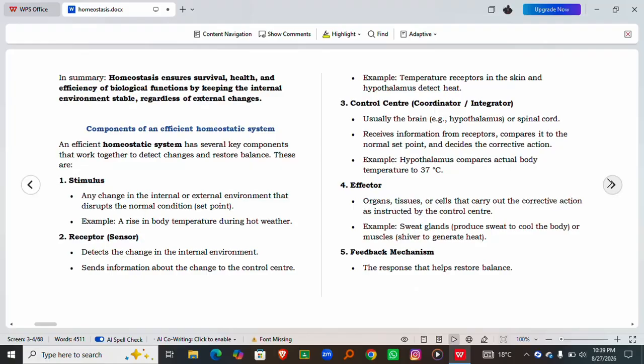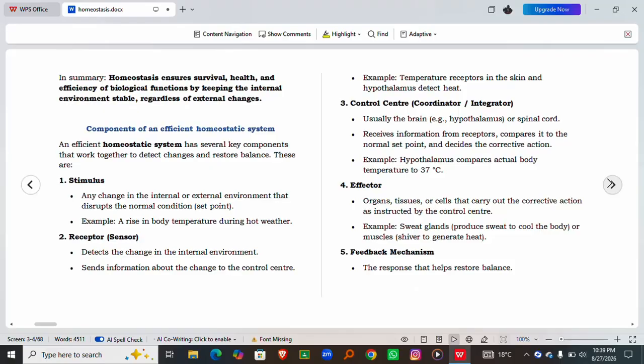So when we talk of homeostasis, we are meaning that system that helps to keep these body parameters constant, so that they should not overshoot, or they should not undershoot, because that would ultimately affect the functioning of the body.